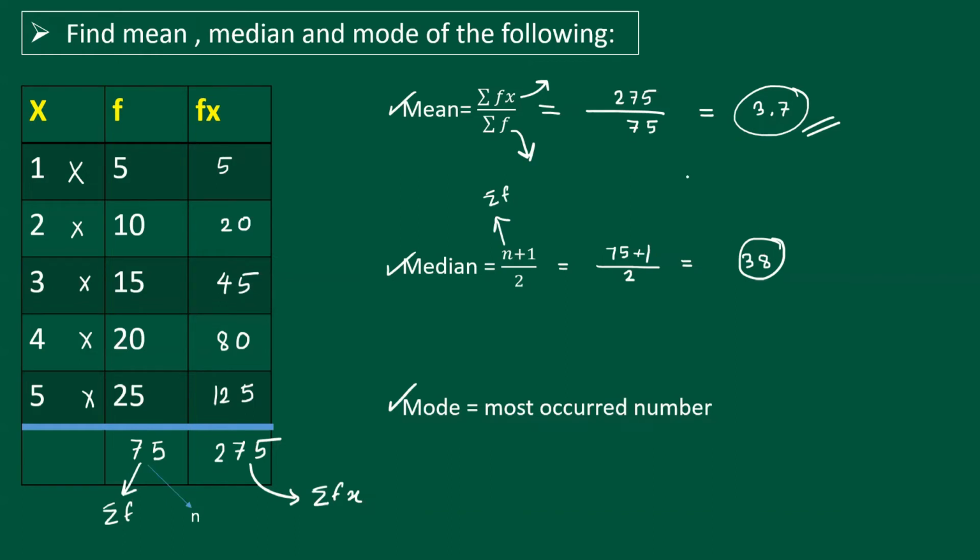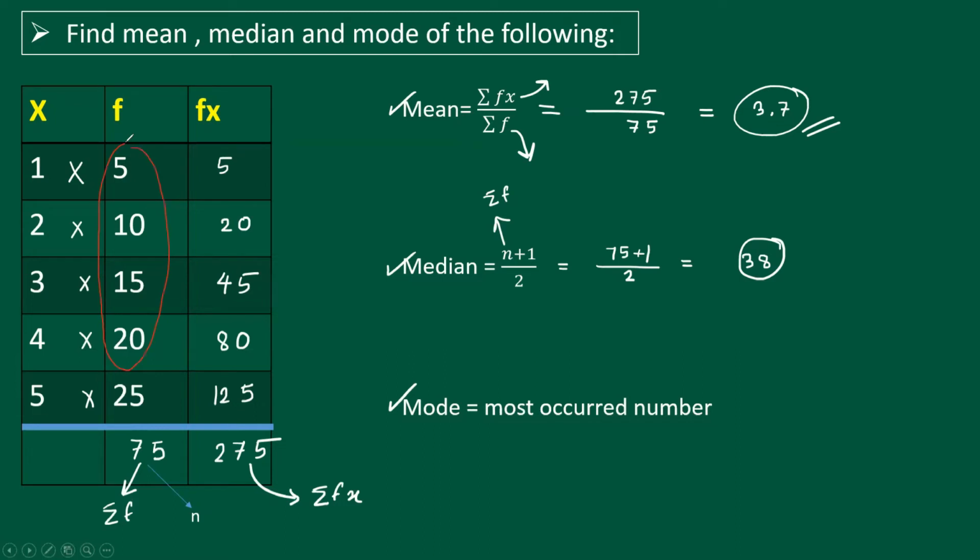So what does this mean? Let me show you. Look at the frequency column. We can see that the first value is 5. Does it overtake 38? Obviously no, it's very less than 38. So let's take two values now. 5 plus 10, if we add these two values, it is 15. Does 15 overtake 38? No. So this is not going to work. So let's take three values now. 5 plus 10 plus 15 is 30. Does 30 overtake 38? I don't think so. 30 is much smaller than 38. So it does not work.